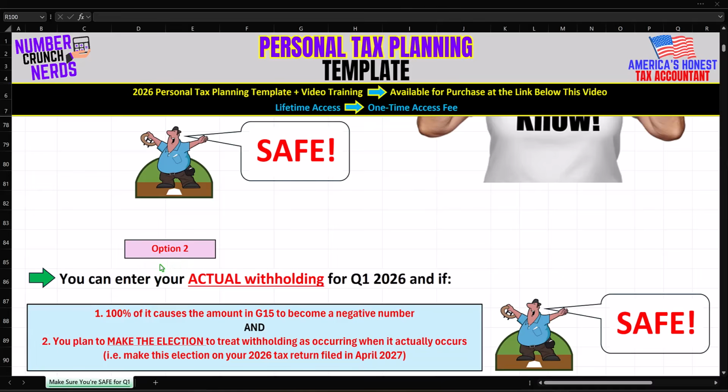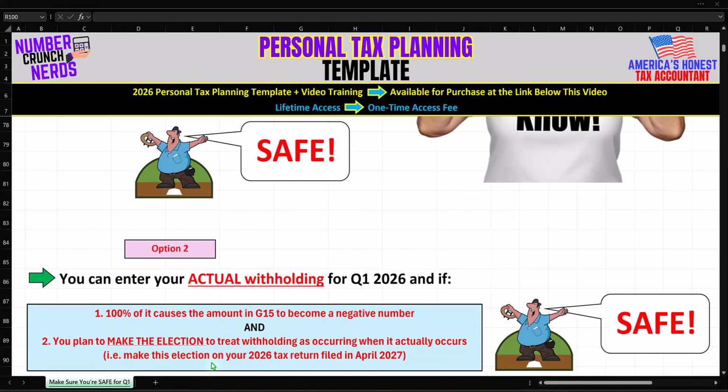Okay, now hold your horses. What about option number 2 right here? Option 2 says you can enter your actual withholding for Q1 2026, and if condition number 1, 100% of the withholding causes the amount in cell G15 to become a negative number, and condition number 2, you plan to make the election to treat withholding as occurring when it actually occurs, i.e.